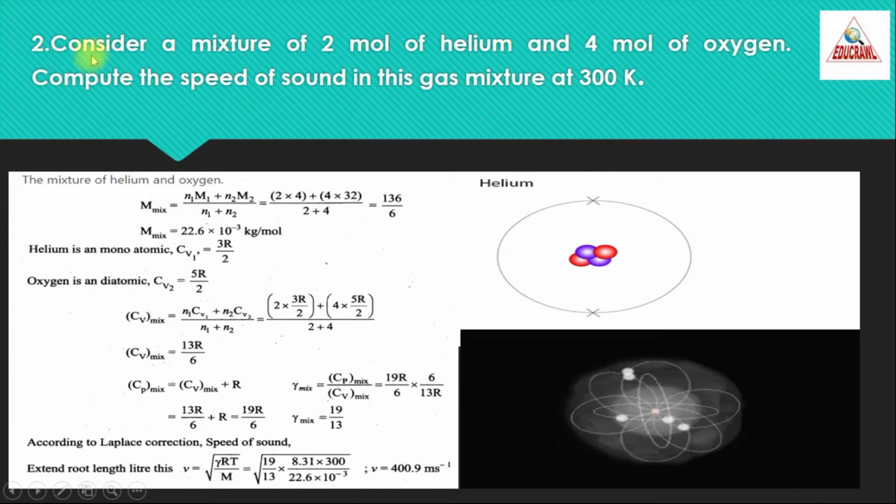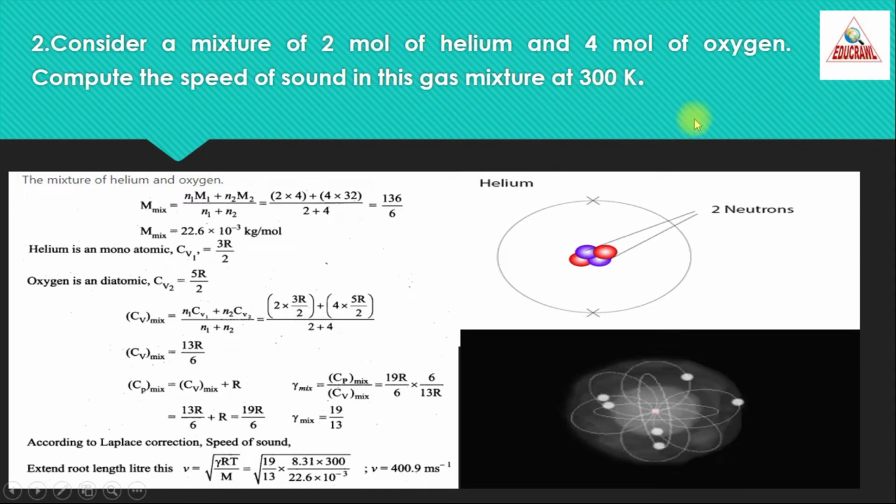Now the second problem. Consider a mixture of 2 mole of helium and 4 mole of oxygen. Compute the speed of sound in this gas mixture at 300 Kelvin. So we have to calculate the speed of the sound, and the temperature is given as 300 Kelvin.